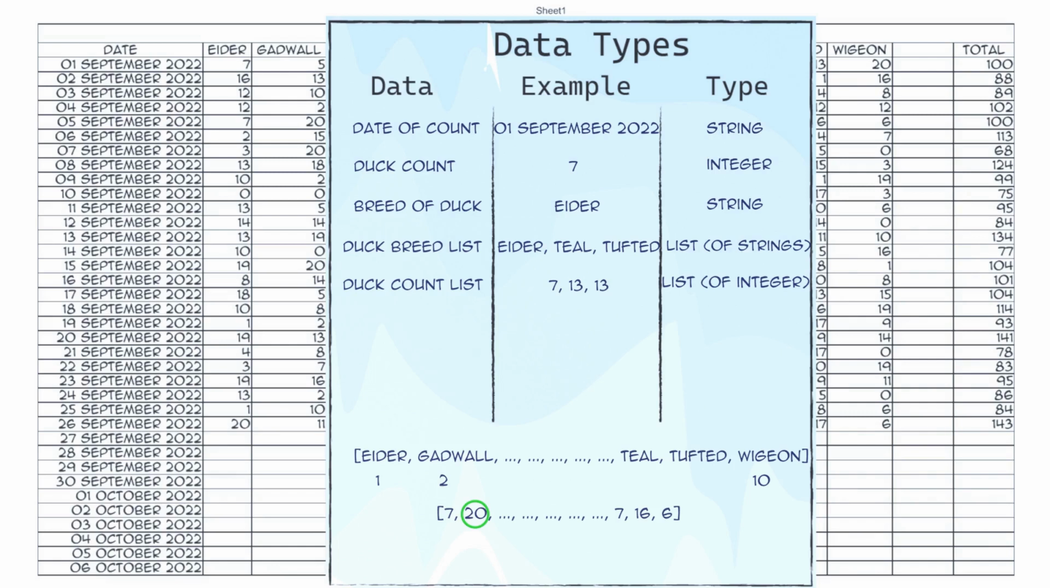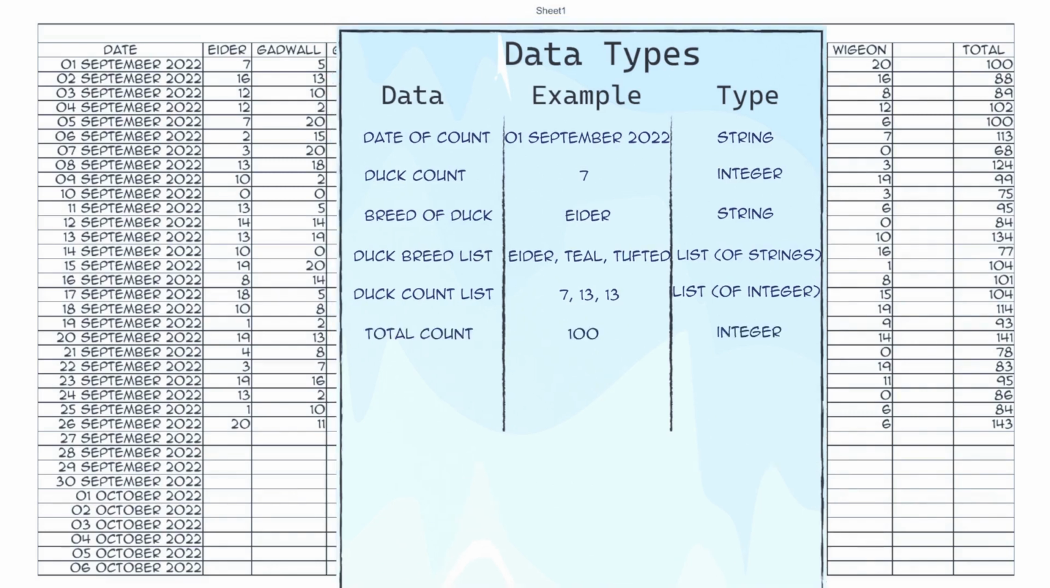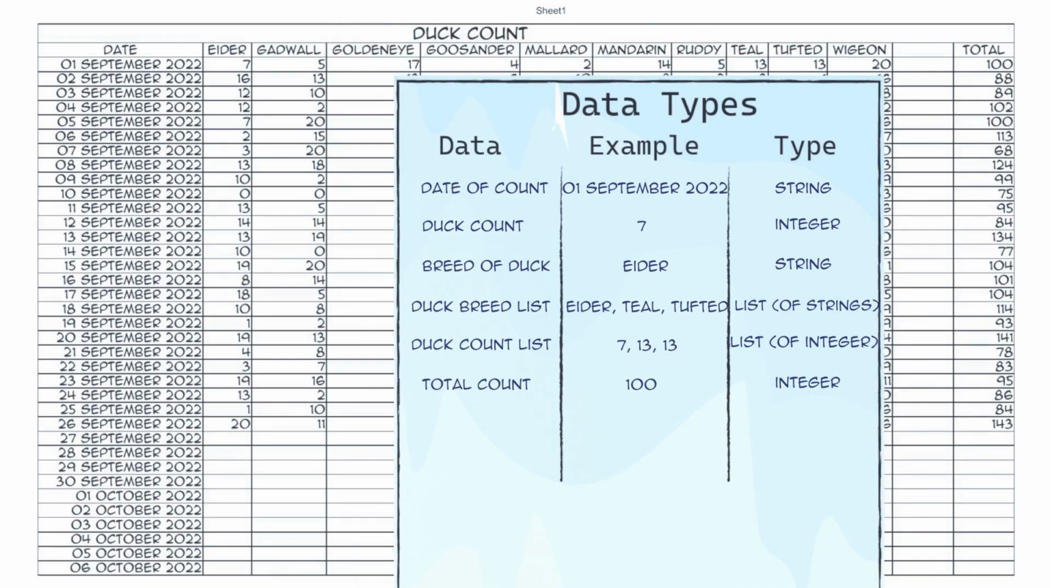Next there's the total and average values. The totals are calculated by adding up the individual duck counts for a day. So for instance, the total for the 1st of September is 100. The total is therefore a positive integer.